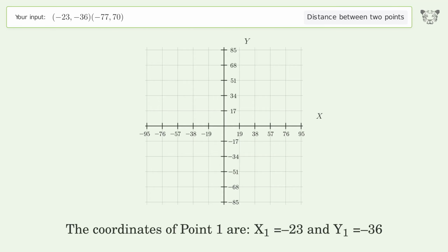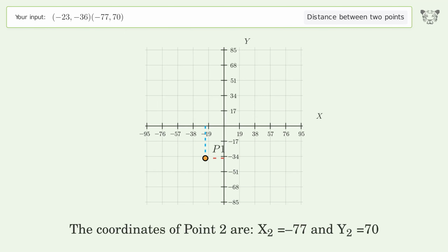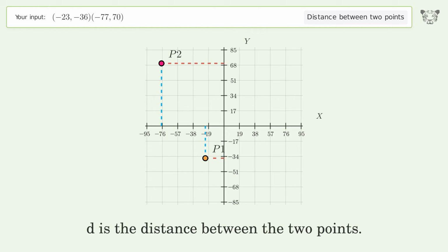The coordinates of point 1 are x1 equals -23 and y1 equals -36. The coordinates of point 2 are x2 equals -77 and y2 equals 70. D is the distance between the 2 points.